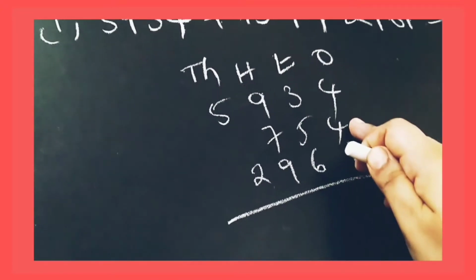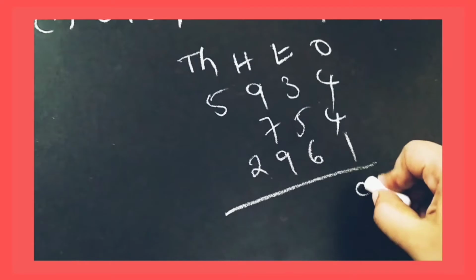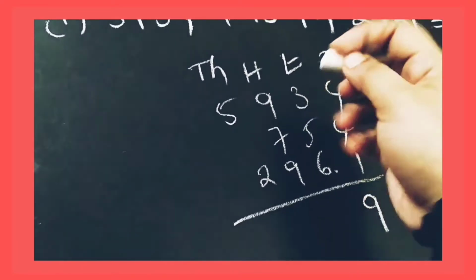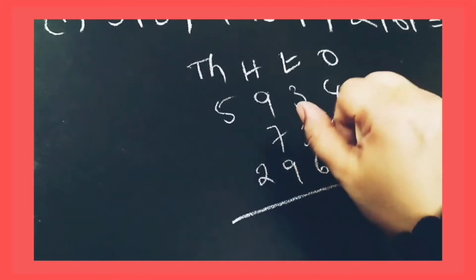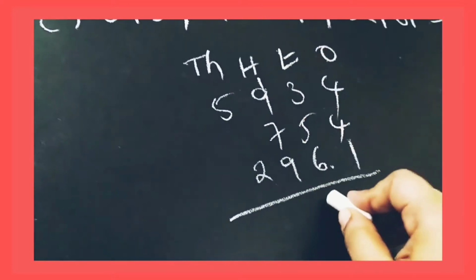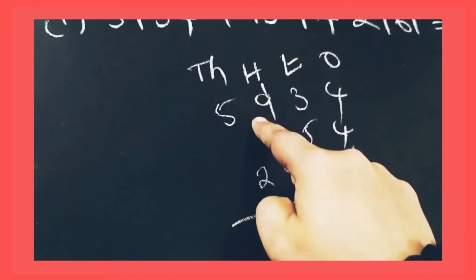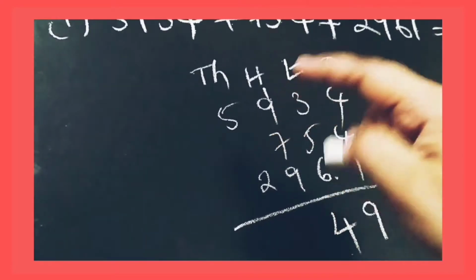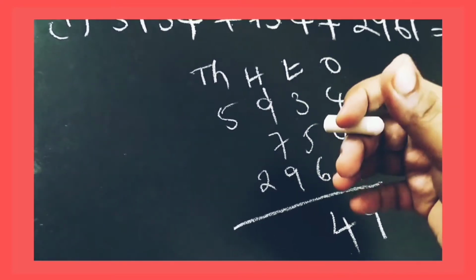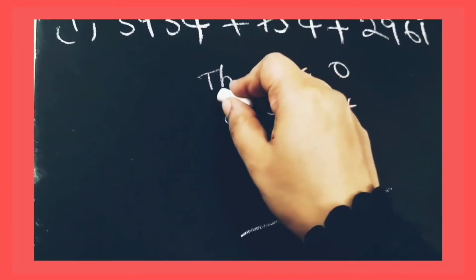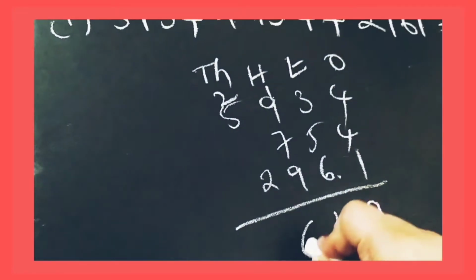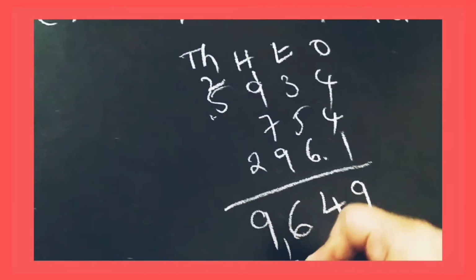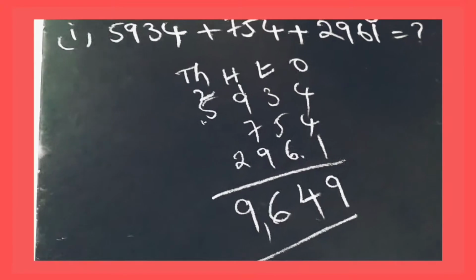4 plus 4, it is 8. 8 plus 1 is 9. Okay. Then 6, 7, 8, 9. 9, 10, 11, 12, 13, 14. 9 plus 5 is 14. So here 9 plus 9 is 18. 18 plus 1 is 19. 19 plus 7, 19, 20, 21, 22, 23, 24, 25, 26. Then 5, 6, 7, 8, 9. It is 9,649.